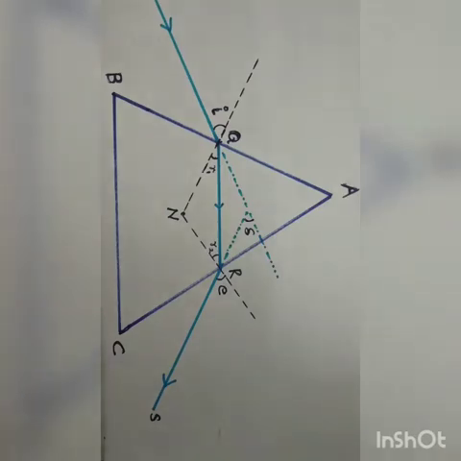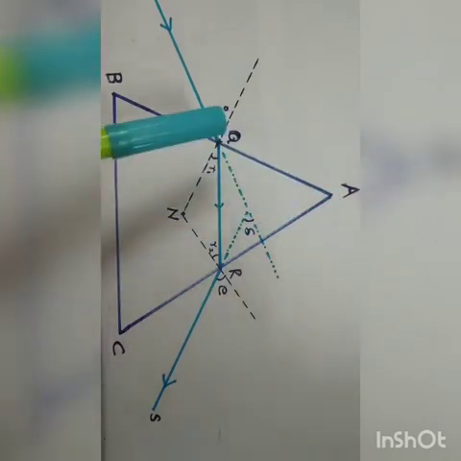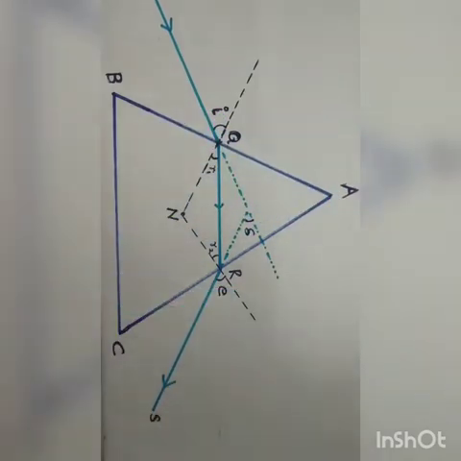Now look into this diagram very carefully. AQNR. ശ്രദ്ധിച്ച് നോക്കിക്കേ. AQNR is a quadrilateral. What do you mean by quadrilateral? A figure with 4 sides. 4 വശങ്ങളുള്ള ഒരു ഫിഗറിനെയാണ് quadrilateral എന്ന് പറയുന്നത്. Example, rectangle, square, all these are quadrilaterals. Now AQNR is a quadrilateral.